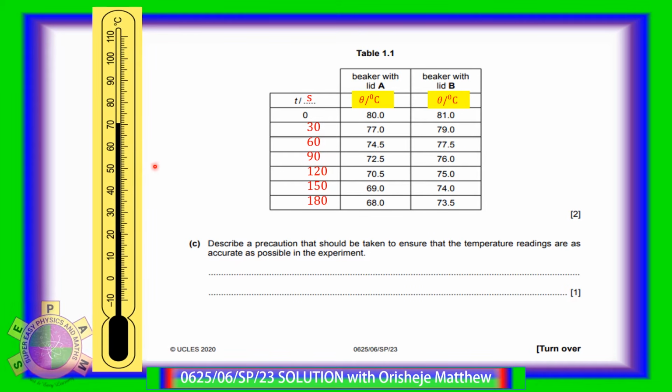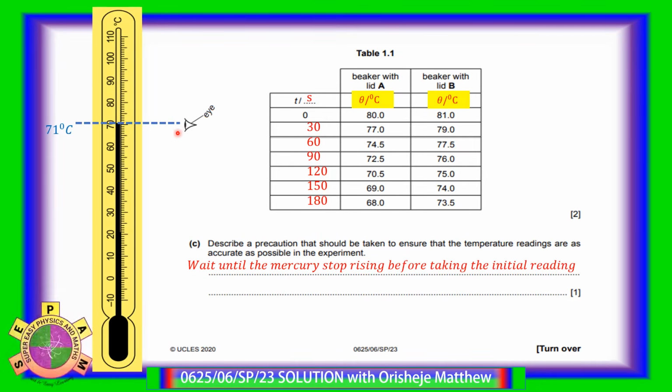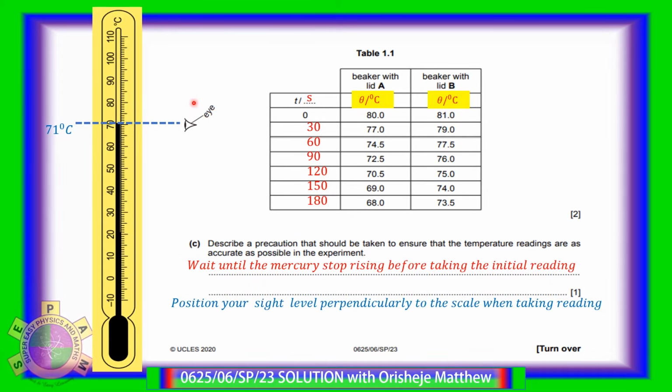The second precaution is that when you read the temperature, you position your eye perpendicular to the level where the thermometer liquid has risen to. If you look at this one, the proper reading for this temperature is 71 degrees. But if you position your eye at this level, you are going to have a higher reading. So we position our eye perpendicular to the scale to avoid what we call error due to parallax when reading the thermometer.